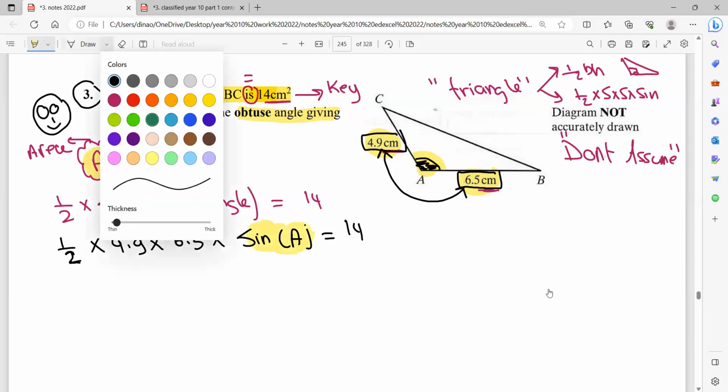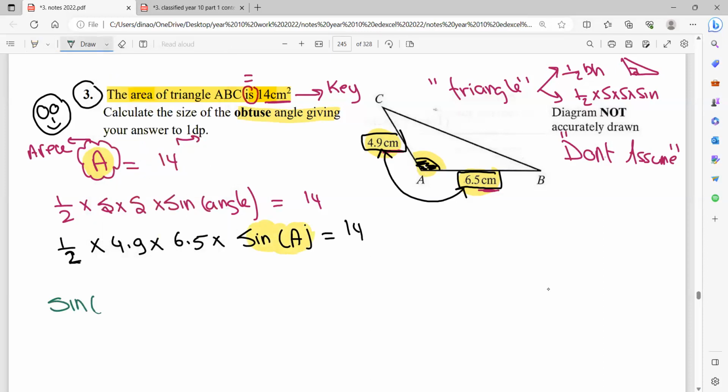I am a supporter of equality. Okay, so sine A. Of course, you can calculate these three by multiplication and then move to the other side by division. I just don't like that. I like to do it in one step. These numbers, they're all multiplied, so I will move to the other side by division. 14 over half times 4.9 times 6.5. Sorry, sometimes it freezes when I write. Okay, so sine the angle is, as we said, all these numbers multiplied, moved by division.